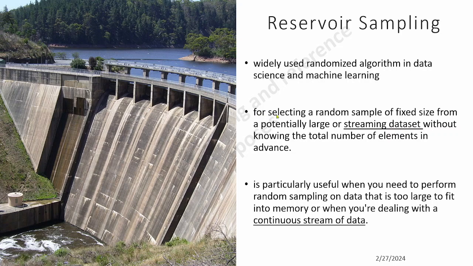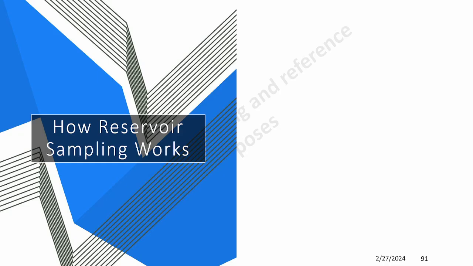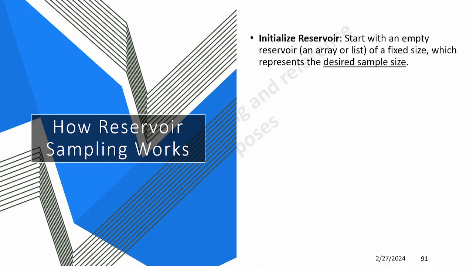So in this case, what we do is we randomly sample a fixed size of a potentially very large or streaming data set. Now, in a streaming data set, it will be very hard to keep all the samples. It's particularly useful in a continuous stream of data, for example, in machine learning models where the data is streaming, for example, IoT, sensors, devices and so on and so forth. Let's see how reservoir sampling actually works.